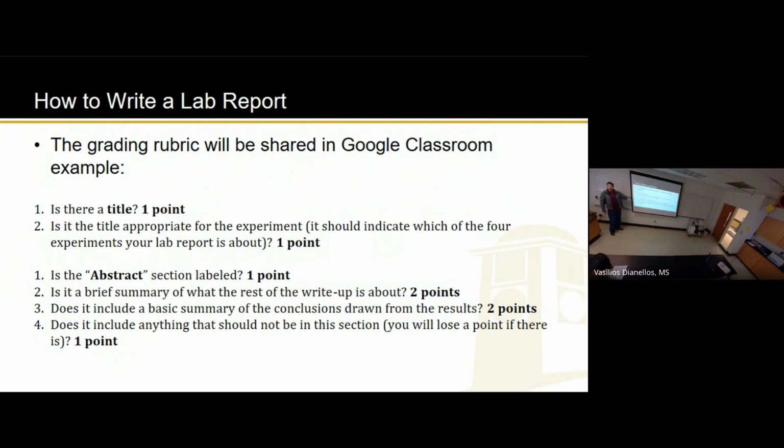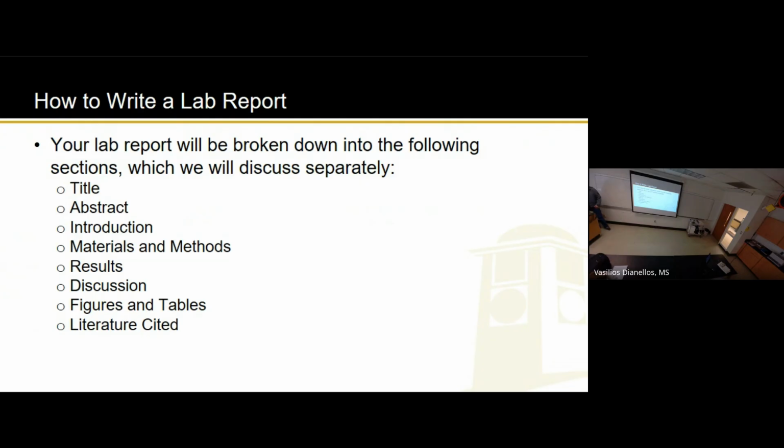But like I said, this is how straightforward it is. Is there a title? 1 point. Is it appropriate? So for example, if you put lab report, that's not appropriate. It needs to specifically talk about the experiment. Anyway, I'm not going to go through each one of these, but this is how simple it is. If you just go from the top to the bottom and make sure you address each one of those points, you should be fine.